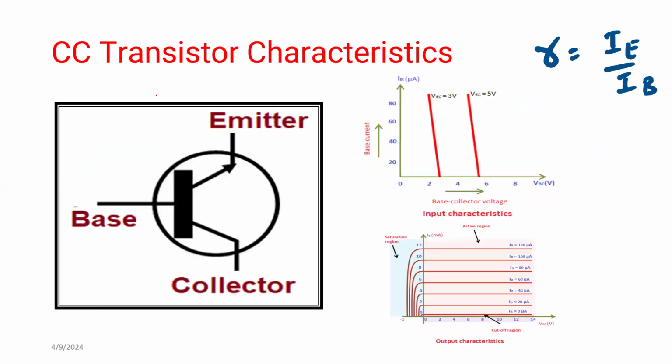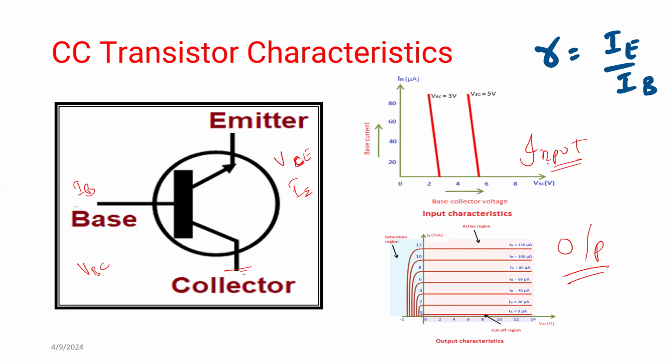Similar thing, common collector. Make the collector ground. Left-hand side voltage is the base-collector voltage, right-hand side voltage is the collector-emitter voltage. The current here is IB, and the current here is IE. This characteristic is a slant like this, dropping. This one is constant like this. These characteristics are input characteristics, and these characteristics are output characteristics.